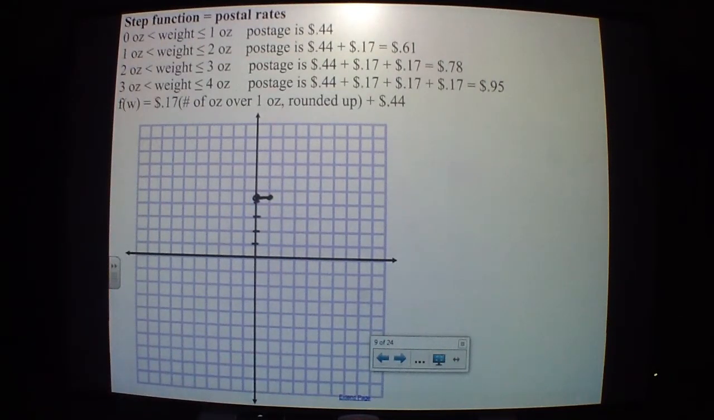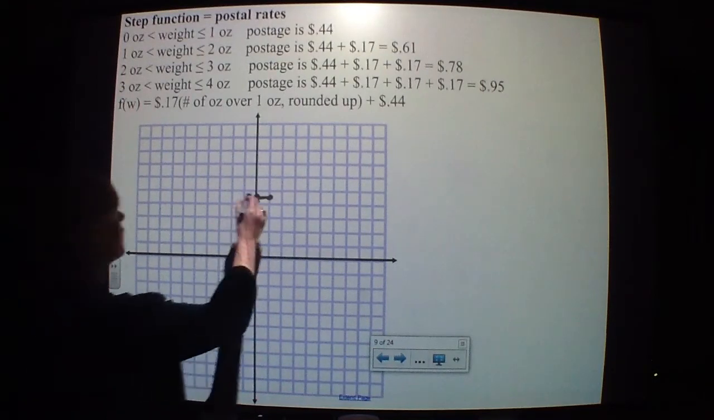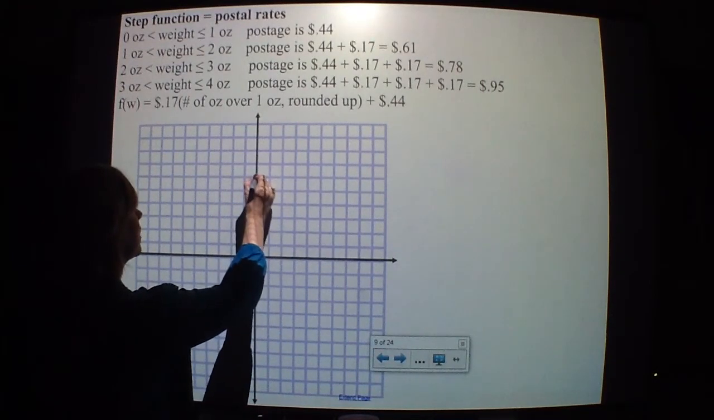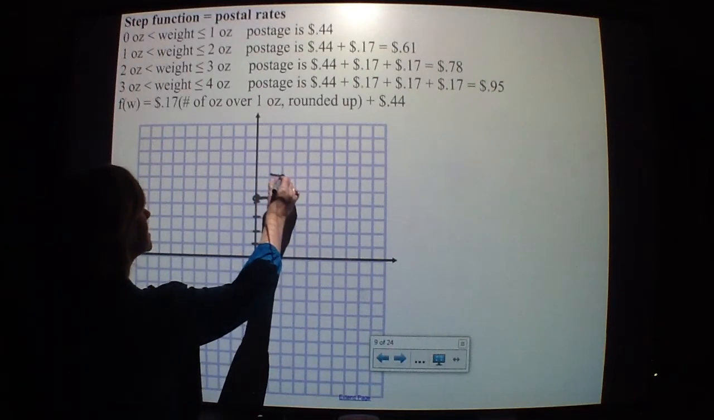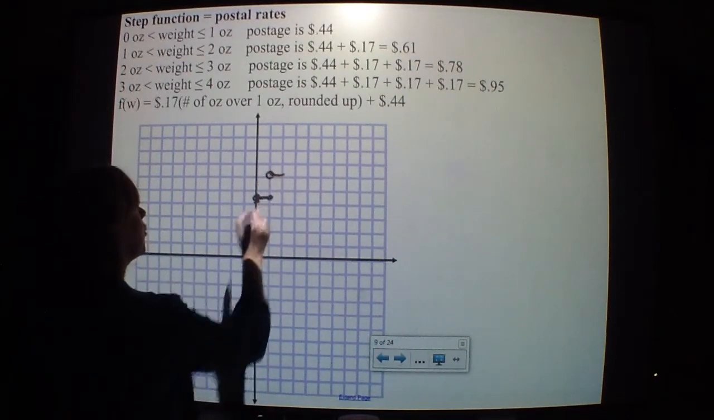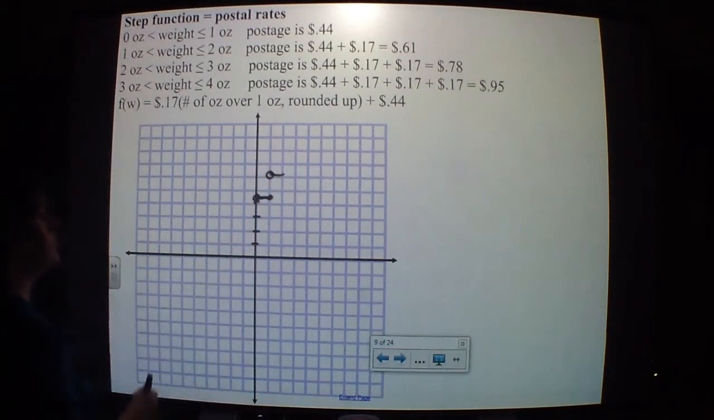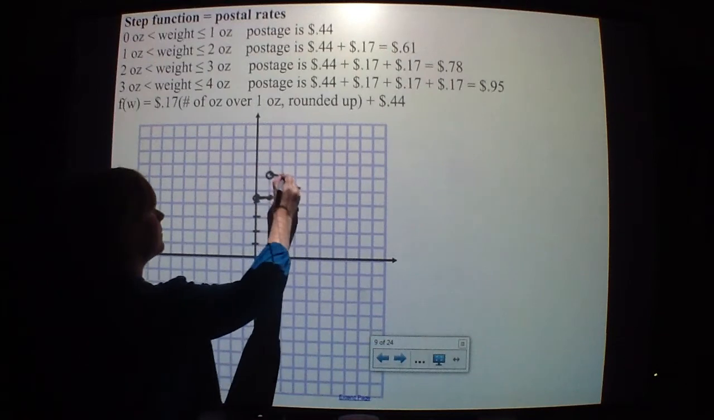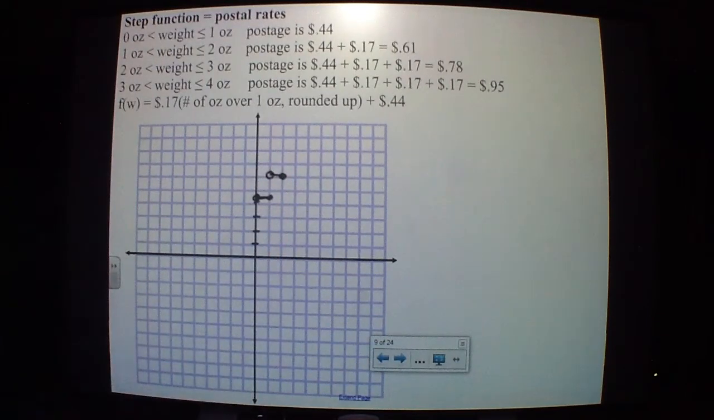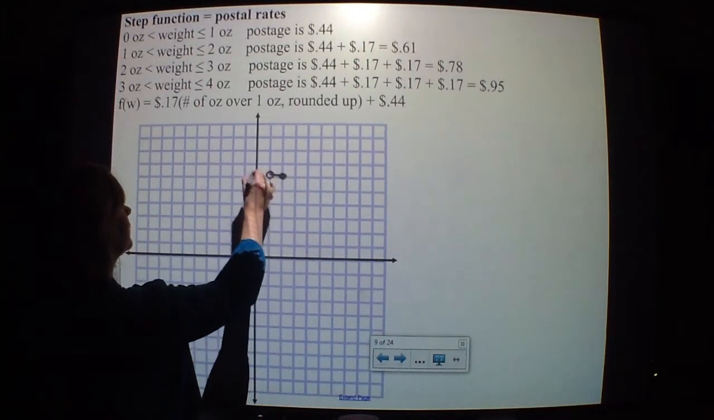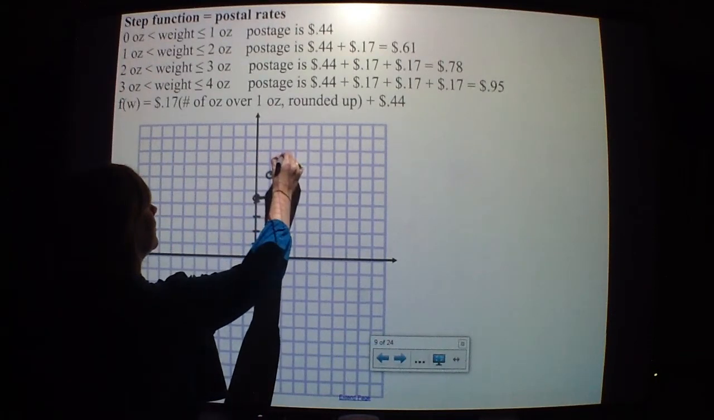For anything over 1 ounce up to 2 ounces, let's say it's 61 cents. So 40, 50, 61 would be here. So it might be like 61 right there. So this would be an open circle because if it's exactly 1 ounce, it's 44 cents. If it's 1.00001 ounce, it jumps up here, up to 2 ounces. And then let's say from 2 to 3 ounces, it might be 78 cents. 30, 40, 50, 60, 78 might be right about here.